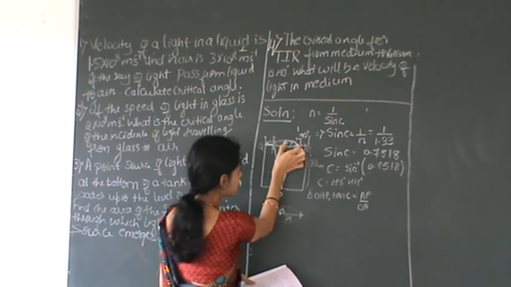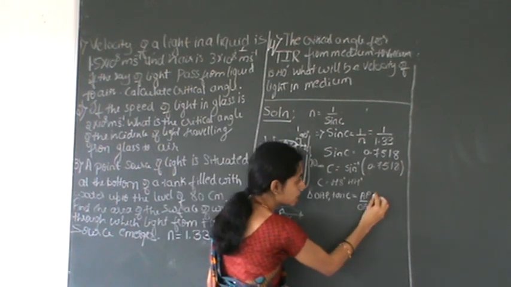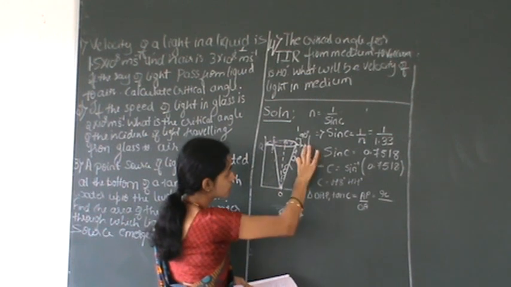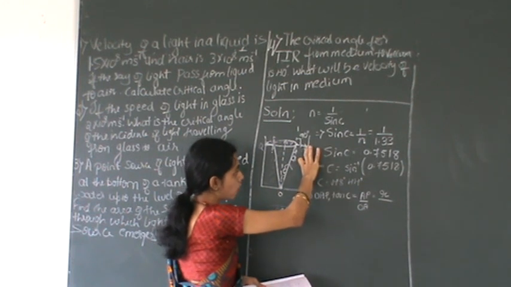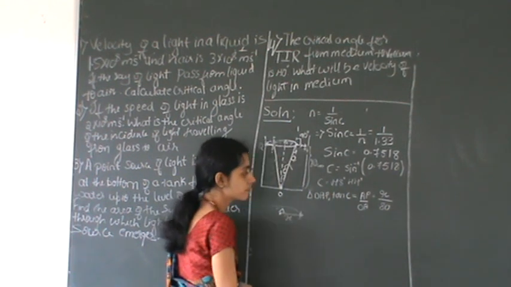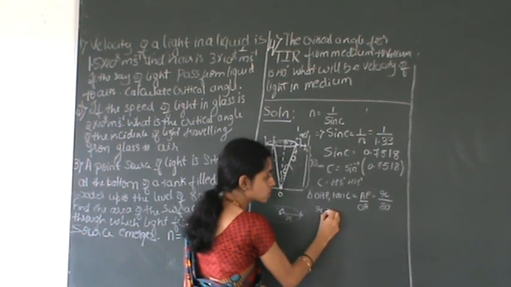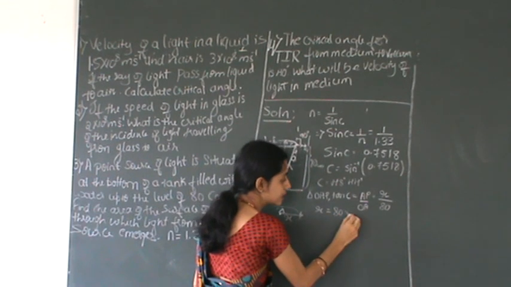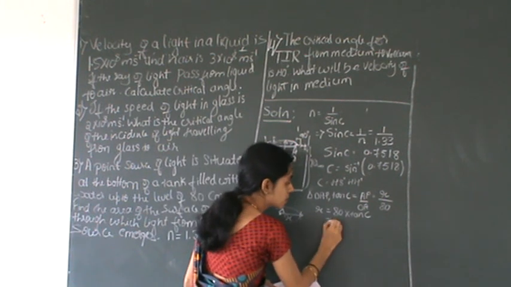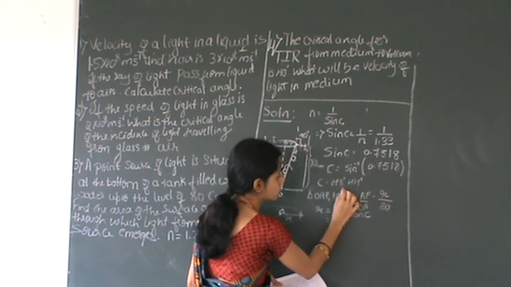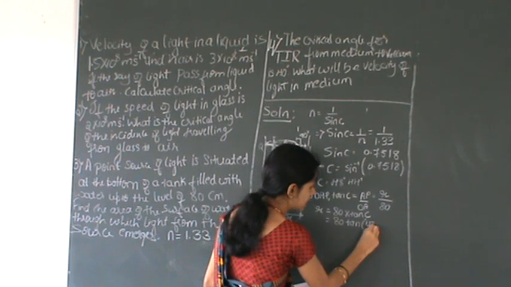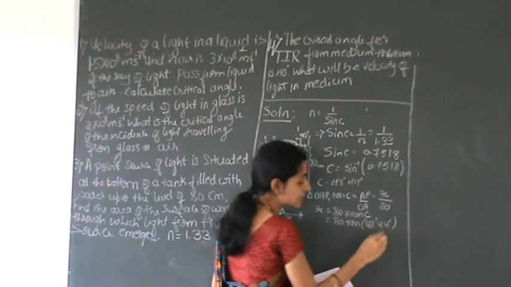Okay, AP is nothing but our radius, that notation is r, and OA is the depth of the water inside the tank. How much is that? 80. Okay, so r is equal to how much? 80 into tan C. What's the value of C? Tan of 48 degree 44 minutes.